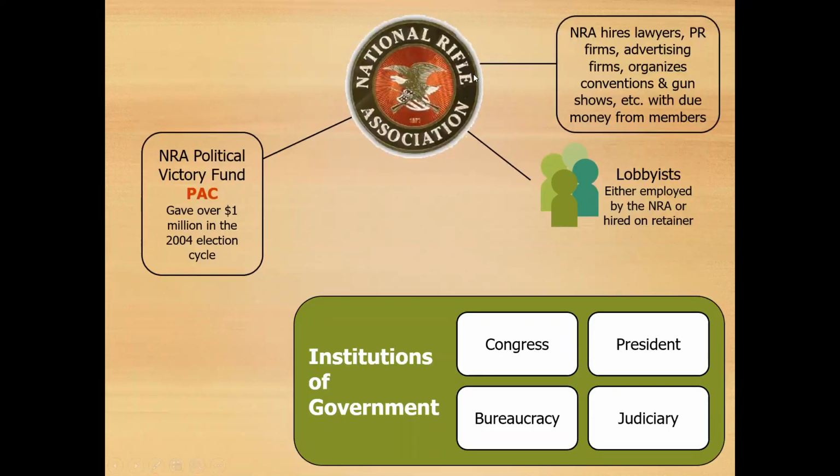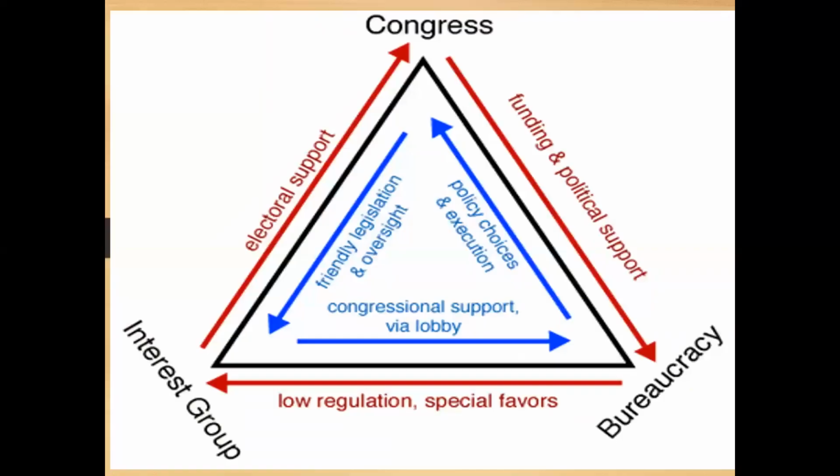So our NRA, they can give money to political action campaigns. They can hire lawyers and PR firms, and the NRA actually had their own network for a while to make information available to the public.